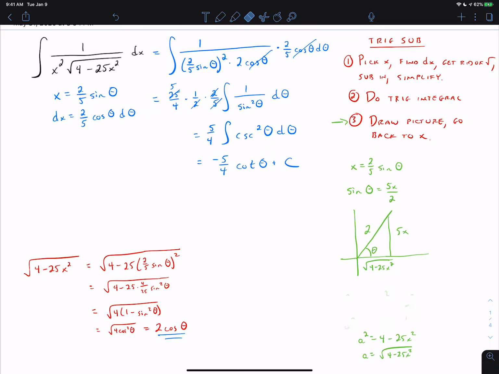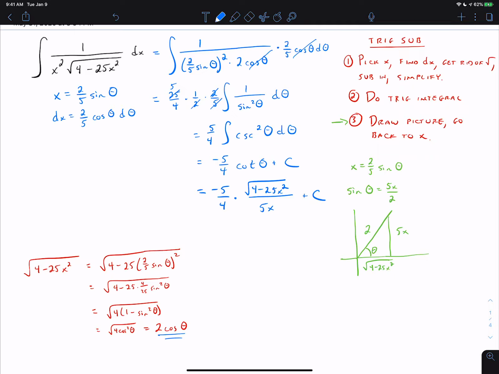Once we have that, now we go to the answer that we had in terms of theta and try to figure out how to get it in terms of x. So in this case, cotangent theta is something we can get off of the diagram. Cotangent is x over y or adjacent over opposite. It's the reciprocal of tangent. So we can get that by reading the diagram. It's the x side or the adjacent side. That's the square root of 4 minus 25x squared, over the opposite side, which is 5x, plus c.